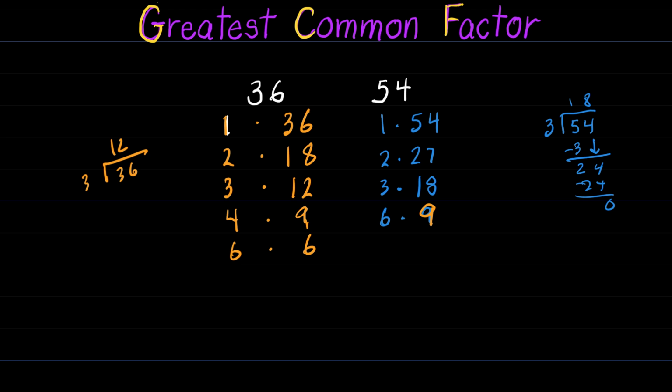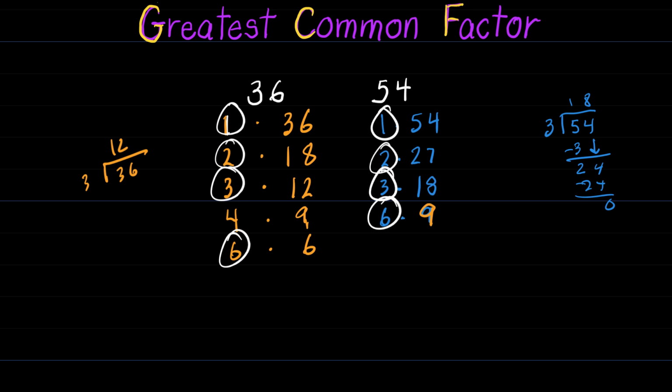36 has 10. Okay, so they both have a 1 in common. Great. What about a 2? Oh, yes, they do. What about a 3? Yes, they do. Circle that one. What about a 6? Yes, they have 6 in common. What about 9 here? Oh, my goodness gracious. They have a 9 in common as well.